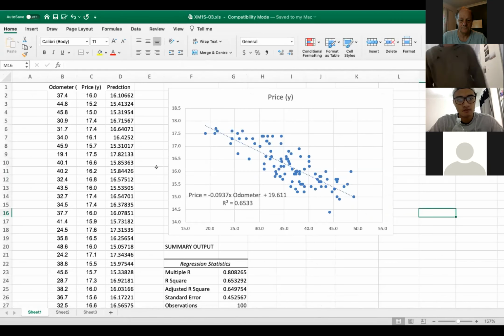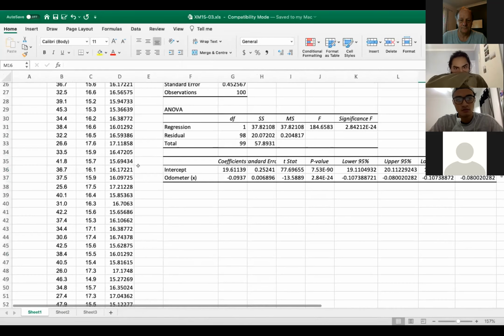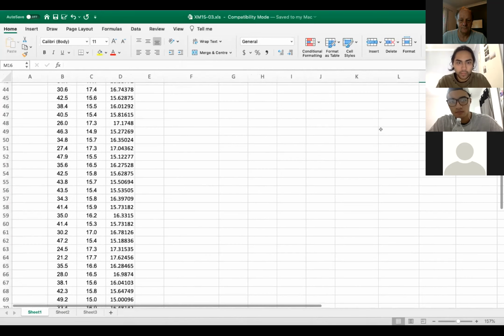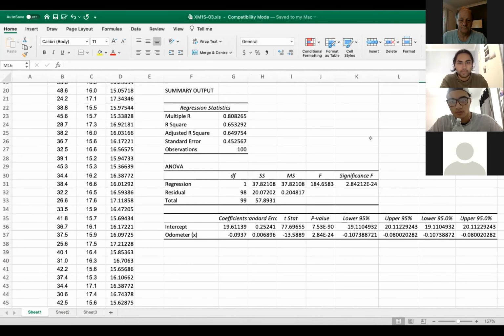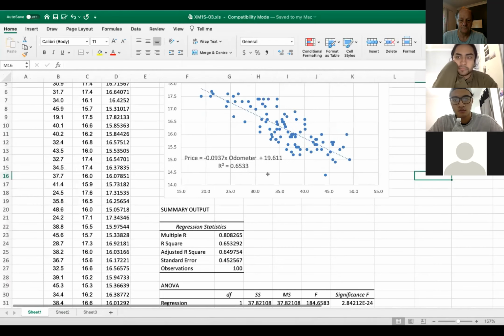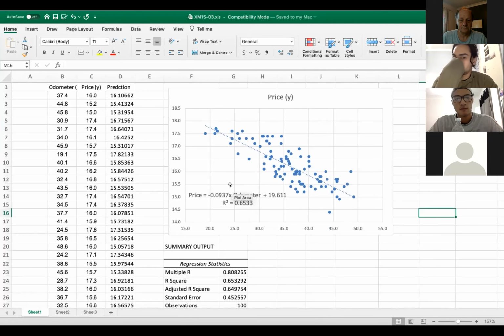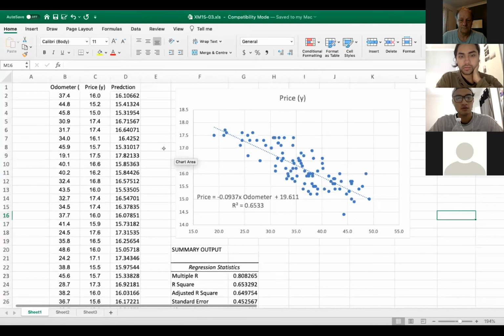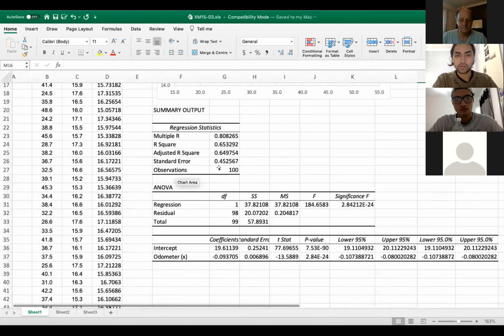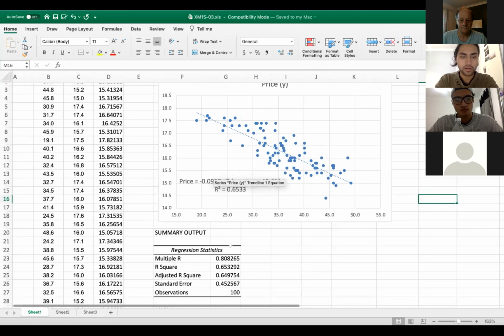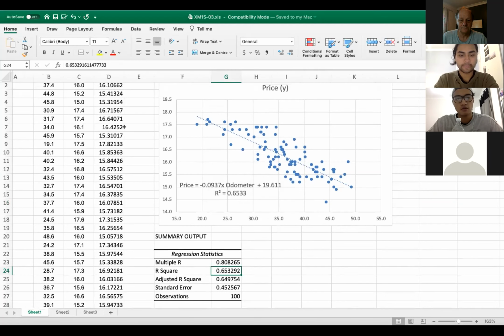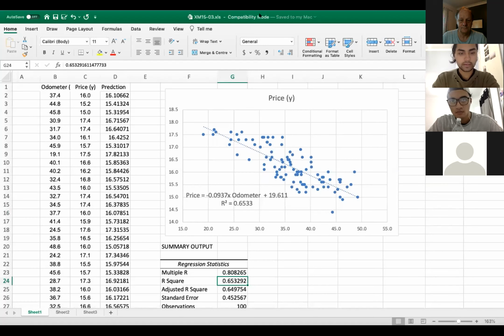Can you see the price is 0.0937? Scroll down. And that's 0.0937, the coefficient. And the intercept is 19.61. Shall we see the graph? Can you see there on the graph, the price is minus 0.0937. That's exactly the same as at the bottom, plus 19.611. If you scroll down, can you see R square? R square is 0.65 on the graph, and there's also 0.65. Can you see the two are the same? So you know you're right because you've actually done it two ways and you got the same result.